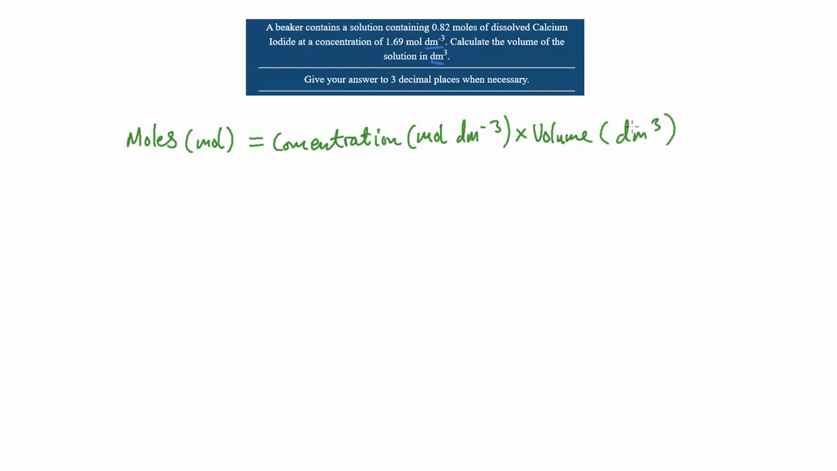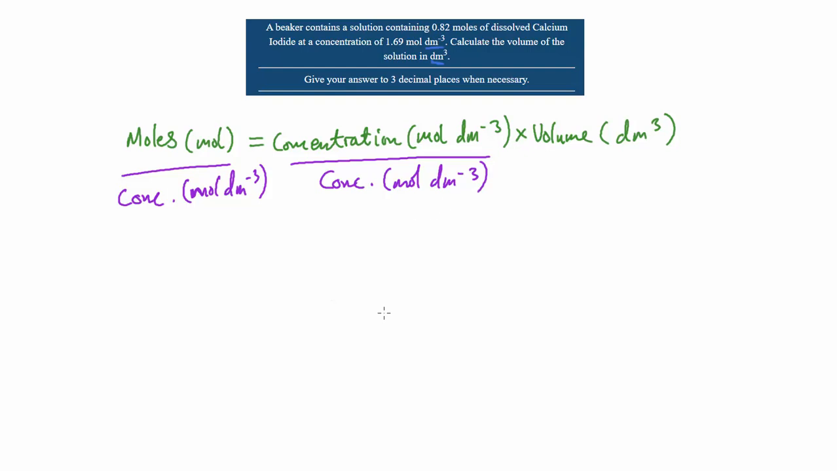Now, beyond that, we also need to look at what we are actually trying to get at here. In this case, we're looking for the volume, so we do need to rearrange this equation. If we divide both sides by the concentration, we would get the volume as the subject of this equation. I'm just going to abbreviate concentration as conc. So on this side, this cancels out and gives us 1, and on this side, we've got our volume.